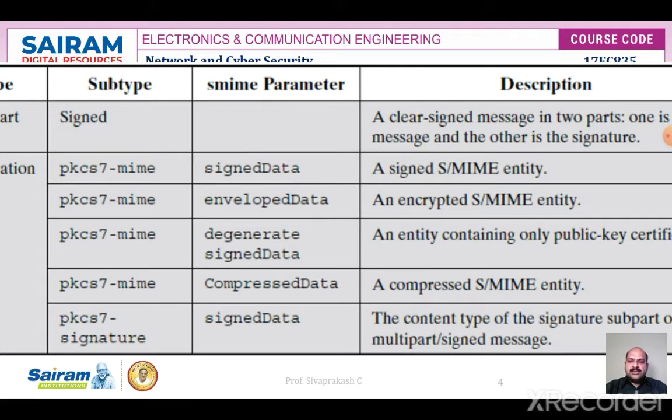SMIME type parameters are signed data, enveloped data, degenerate signed data, compressed data and signed data. Looking at the descriptions, signed data is a clear signed message in two parts: one is the message and the other is a signature. The signed data is a signed MIME entity. Enveloped data is an encrypted MIME entity. Degenerate signed data contains a public key certificate, and compressed data is a compressed entity of secured MIME. And the signed data alone has a signature, supporting a multipart signed message.